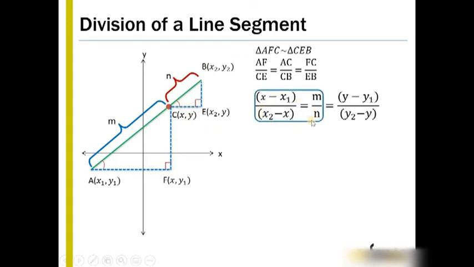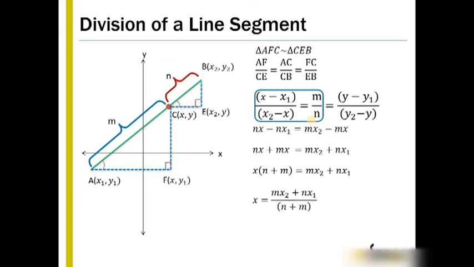If we multiply by the denominators, we get nx minus nx1 equals mx2 minus mx. If we get all the x's on the left and everything else on the right, we get nx plus mx equals mx2 plus nx1. And factorise, x times n plus m equals mx2 plus nx1. So x equals mx2 plus nx1 over n plus m.